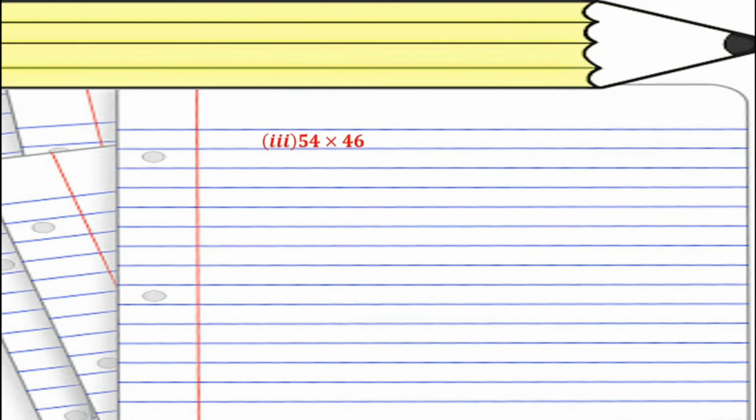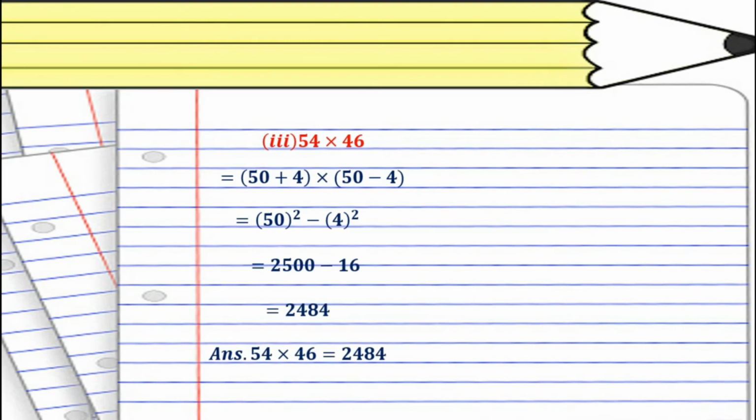And the third question, you are observing that 54 into 46. So (50 plus 4) into (50 minus 4). Okay, so you will see here that 50 raised to 2 minus 4 raised to 2. So 2500 minus 16. So 2484 will be the answer here. So 54 into 46 is equal to 2484. Okay, this is the answer.